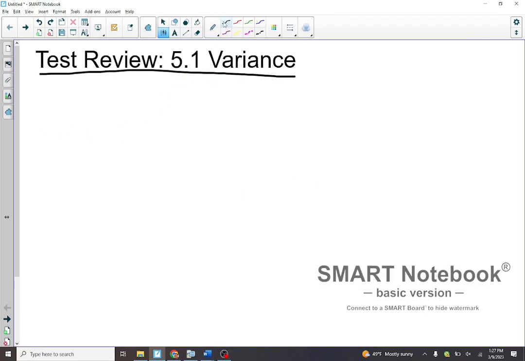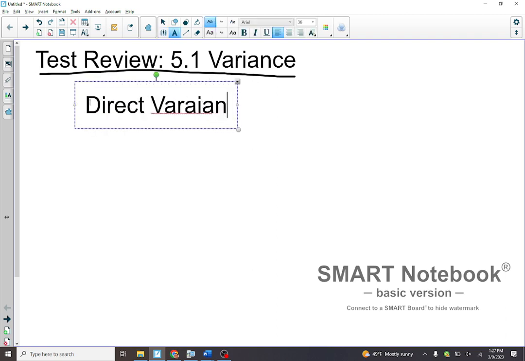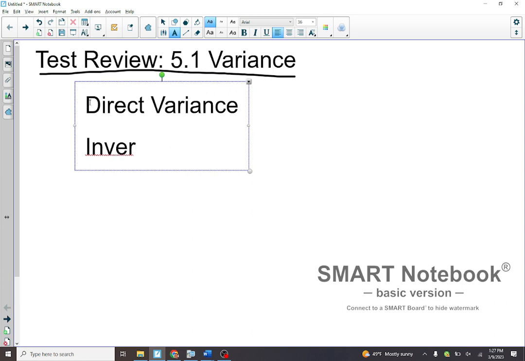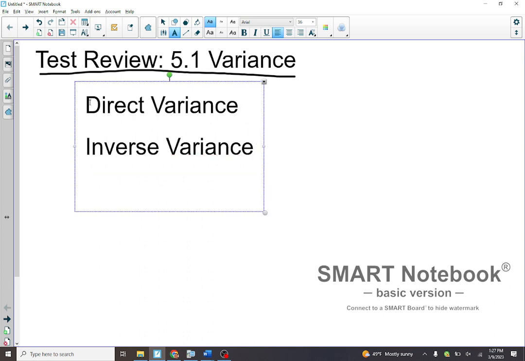So first thing is variance. There's three types of variance we talked about: a direct variance, an inverse variance, and a joint variance.